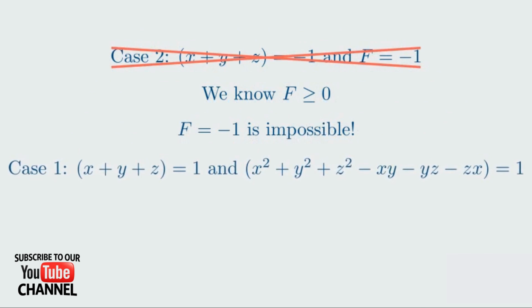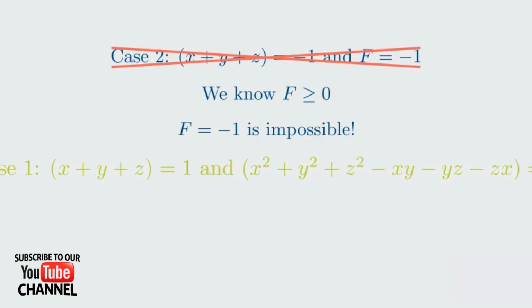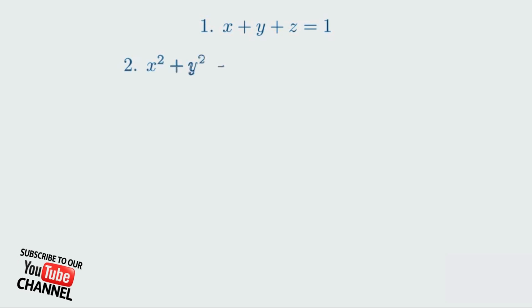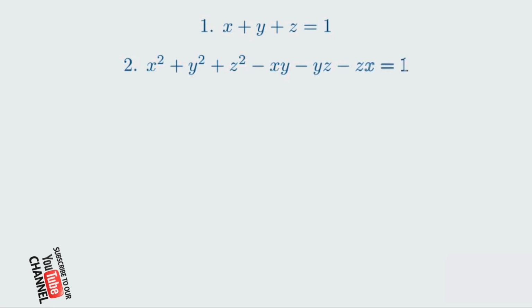This is a huge simplification. Instead of one complicated cubic equation, we now have a system of two much simpler equations to solve. We have successfully reduced the problem. So, our task has been simplified to solving the system. Equation 1: x plus y plus z equals 1. Equation 2: x squared plus y squared plus z squared minus xy minus yz minus zx equals 1.